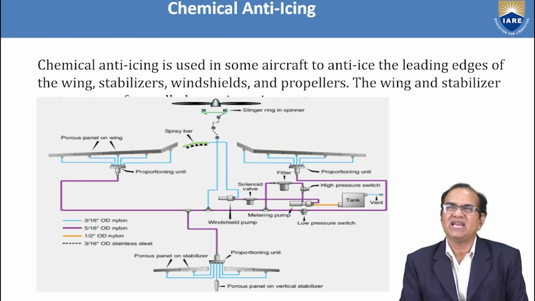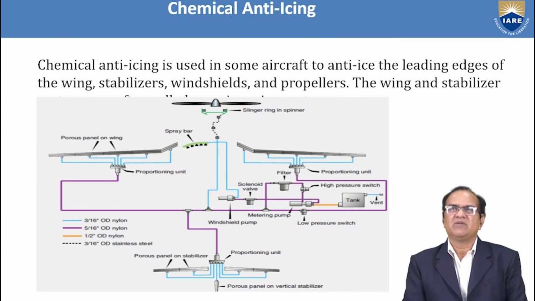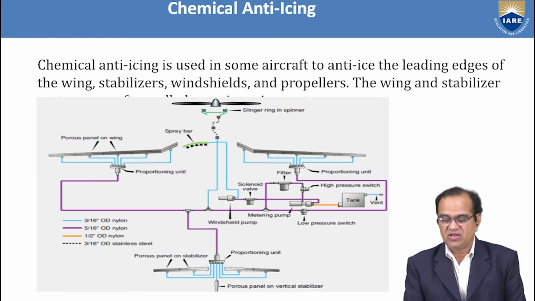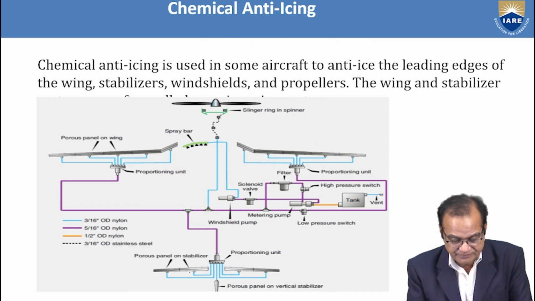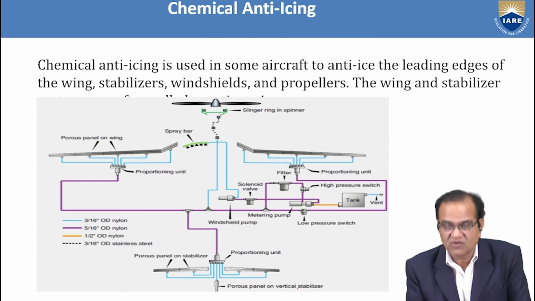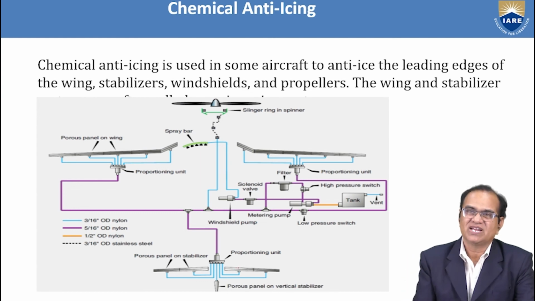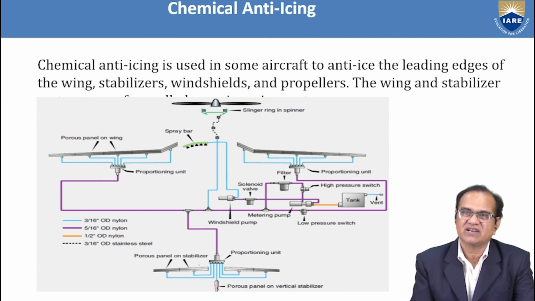Now if you see the chemical anti-icing system, because we use chemical for this purpose. Chemical anti-icing is used in some aircraft to anti-ice the leading edge of the wing, stabilizer, windshield and the propeller. So for the windshield, propellers, wing and all, if you see here, these are the porous panels on the vertical stabilizer. This is the vertical stabilizer, horizontal stabilizers are here. Some porous panels are there, and the fluid is supplied.